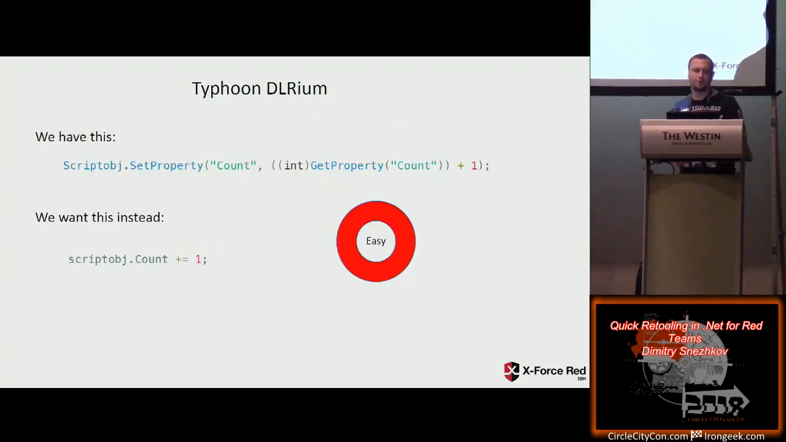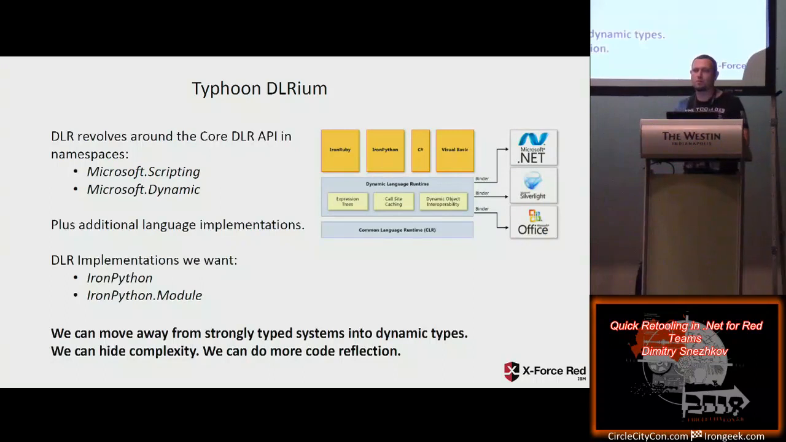In plain terms, we want to move away from strongly typed languages that we have to supervise and be assisted by, to something that is very simple, right? That we're doing in Python, right? We're doing script object.count plus equals 1, done. Okay? So it brings a lot of advantages. It brings some disadvantages. Let's review.